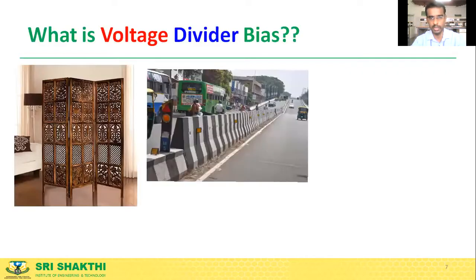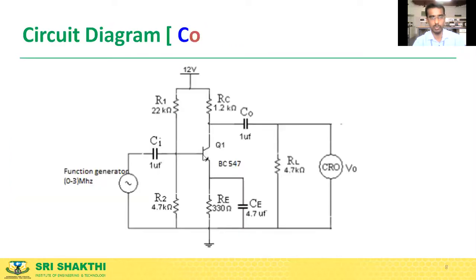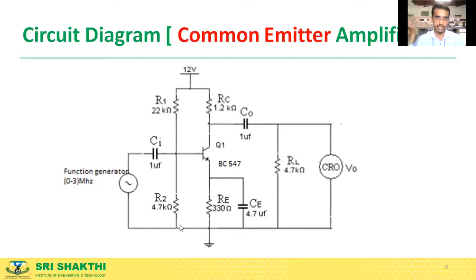It's a voltage divider bias. Hope you know what a voltage divider is. It tends to divide the entire available voltage into two parts, and a part of the voltage is given to the base of the transistor. This common emitter configuration follows voltage divider bias, whereas the fixed bias circuit was also a common emitter amplifier, but it used a fixed bias, meaning you didn't have R2, you had only R1. There is a fixed resistor giving bias to the base, so that's why it was called fixed bias, whereas this one follows voltage divider bias.